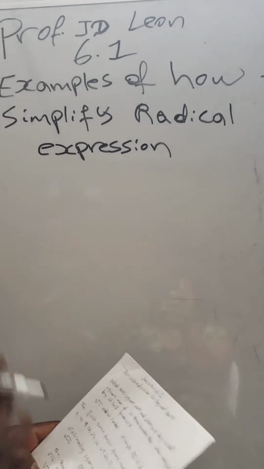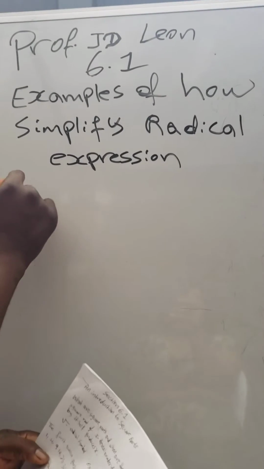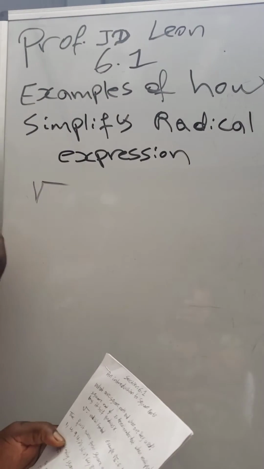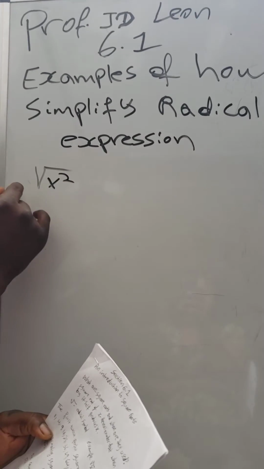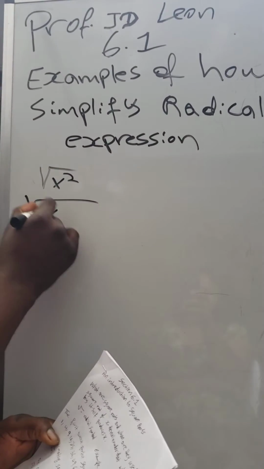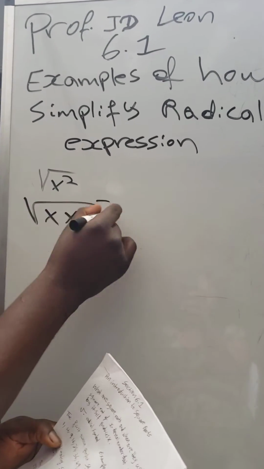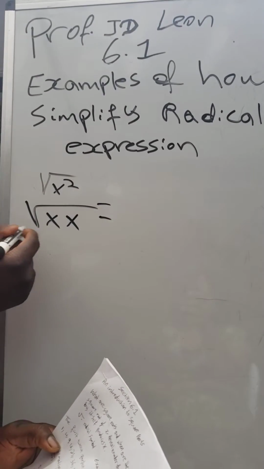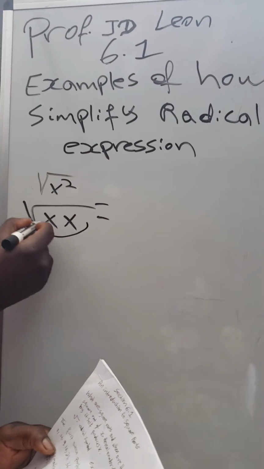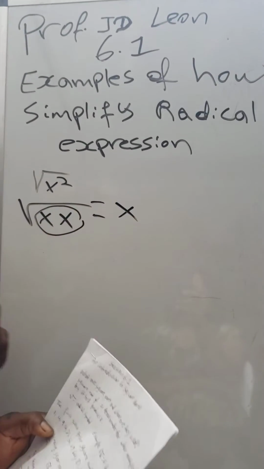All right. So you have some radical expressions. Let's say, for example, the square root of x squared, which is basically x times x underneath the square root. Based on what we covered, the square root of x squared is just x. Meaning that anytime you have two of something, you pull one out. So that's why x is your answer.